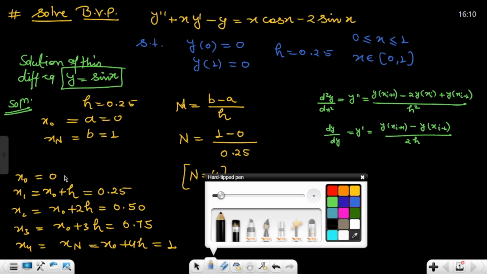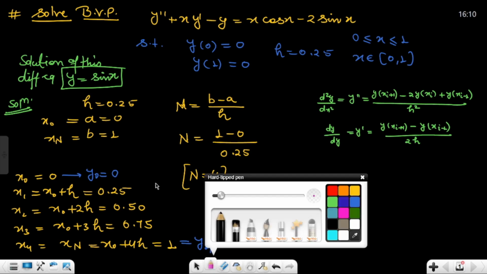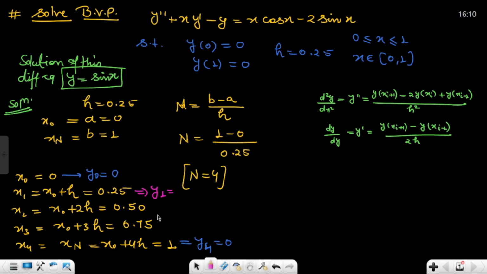For these points, y0 is equal to 0, which is known. Sorry, not y1, y4: you have the value of y4, that is 0, which is the boundary condition. We want to calculate y1, y2 and y3. It means we have three unknowns, so we should have at least three equations to find the values of these three unknowns. Then we can find these three values using a system of linear equations.